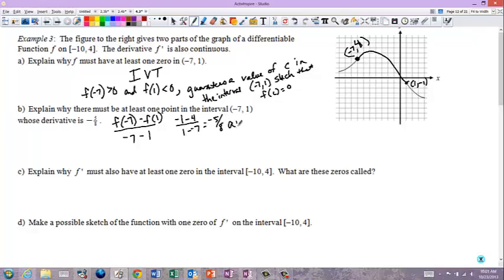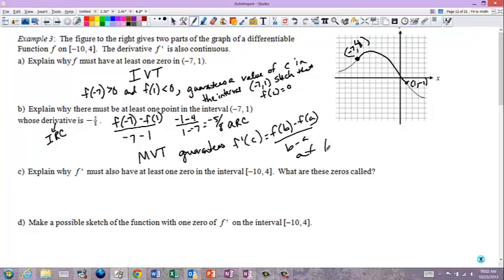This is the average rate of change. Let's call it ARC, average rate of change. And the derivative is the instantaneous rate of change. So the mean value theorem guarantees that f prime of c equals f of b minus f of a over b minus a at least once. Make a possible sketch of the function. Yeah, I've already done that.